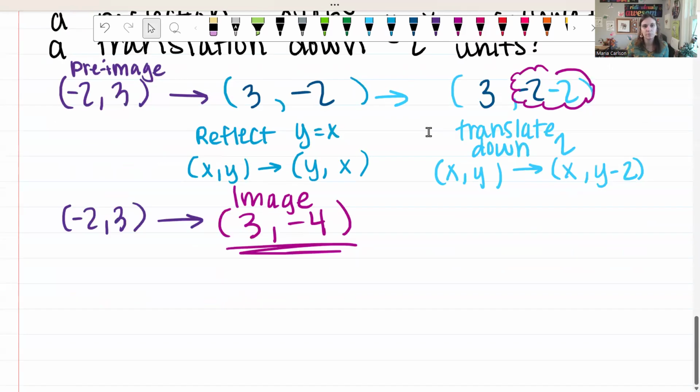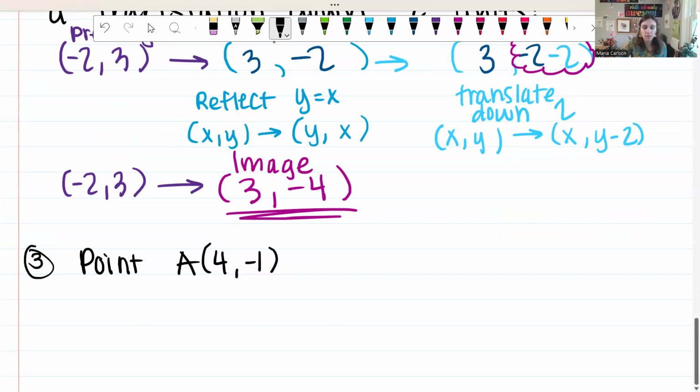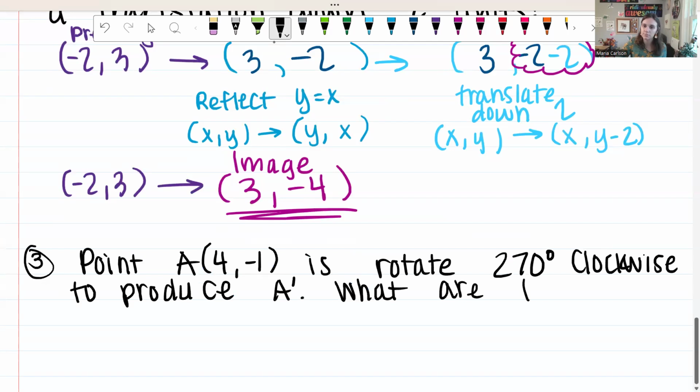All right, number 3. Point A, which is 4 comma negative 1, is rotated 270 degrees clockwise to produce A prime. What are the coordinates?